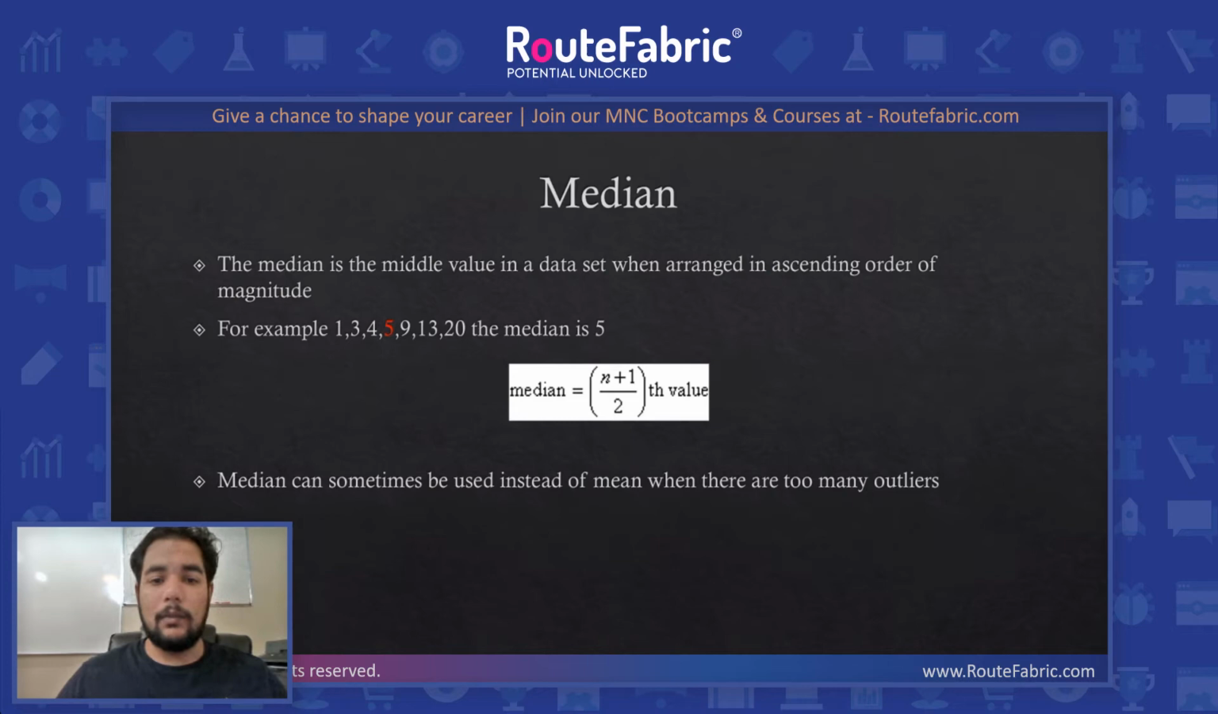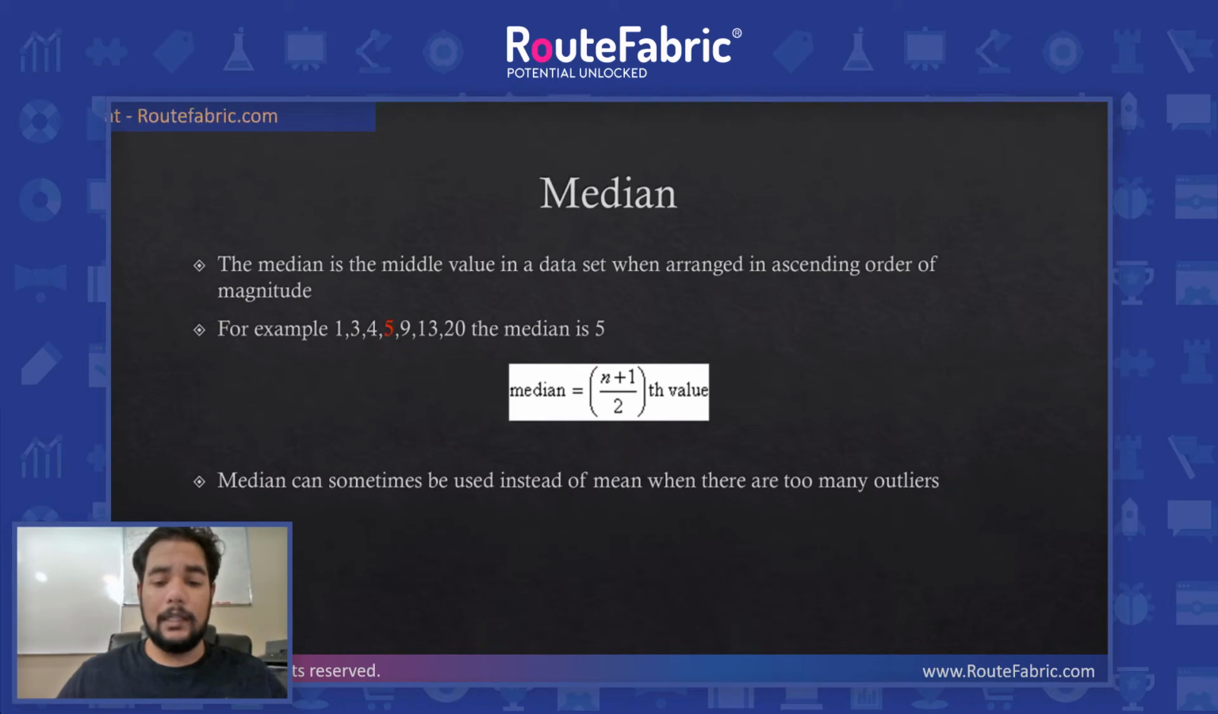Next up, let us see what median is. Median is the middle value in a dataset when arranged in ascending order or descending order of magnitude. For example, in the dataset 1, 3, 4, 5, 9, 13, 20, the median is 5. Median can sometimes be used instead of mean when there are too many outliers, because in the dataset where we said 1, 2, 3, 4, 1000, 2000, the median is actually 4 because it's the middle value, and it's not being affected by the outliers 1000 and 2000.